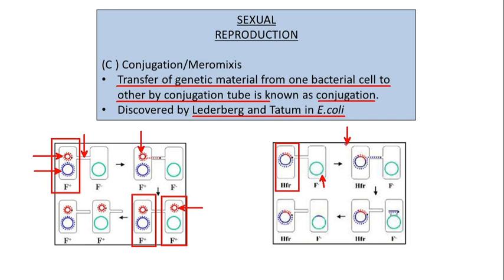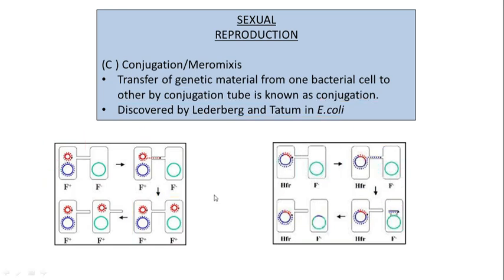So here this HFR cell will have a conjugation tube formed with the F minus cell. This is the conjugation tube formed by the pili, and a part of this HFR will enter the F minus cell. This is a homologous region. It will pair up with the original bacterial DNA, and this is the part of HFR. So this HFR part is now attached to the original DNA of the F minus cell. This is a kind of conjugation. New recombinants are formed through conjugation.